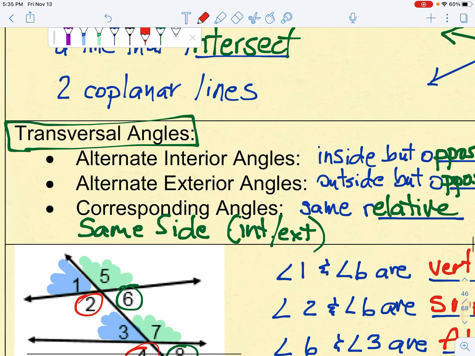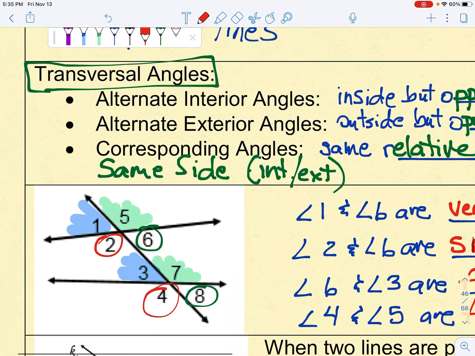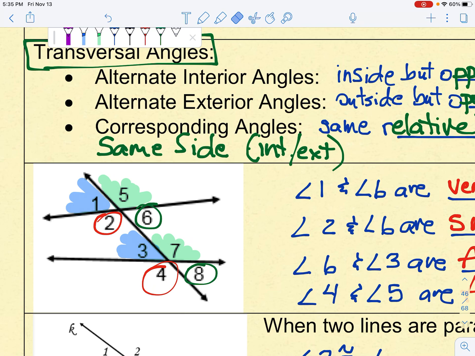All right. So those phrases are important. Same side, what does that mean? Same side interior, same side exterior. That should be fairly obvious. 6 and 7 are on the same side, but on the interior. All right? And likewise, same side exterior, 5 and 8.